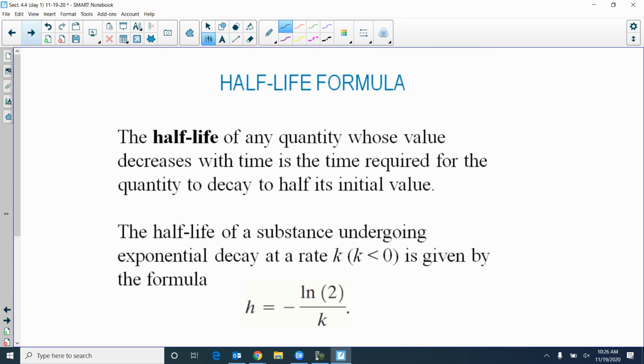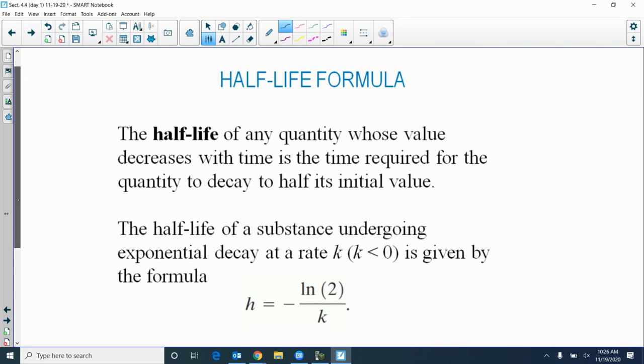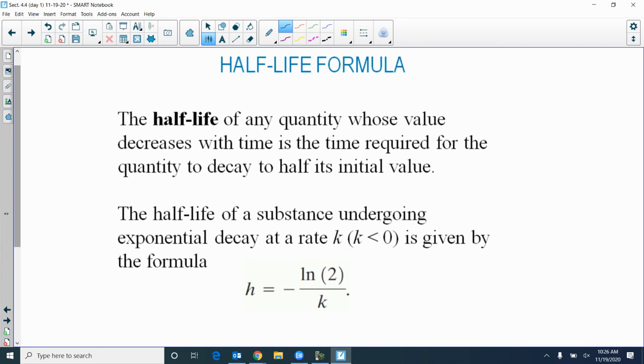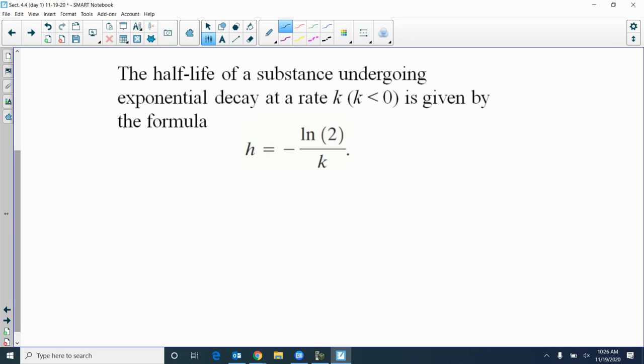All right, looking at that half-life formula. Now we can go through and figure out the half-life that way based upon what we're given, but then there's a little bit of a formula here if you know what K is in this case. So it says H equals negative natural log of 2 over K. All right, what we did before, and I just want to show you this, is A equals A sub 0 e to the KT.